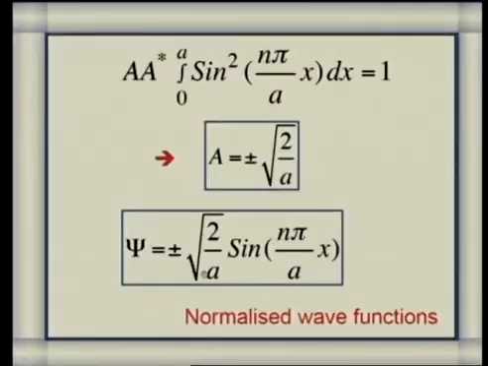When I substitute, I get psi equal to plus or minus root 2 by A sine(n pi x by A). So this is the normalized wave function. Now, how is it different from the previous ones? This is a wave function which, number 1, is a solution of the Schrodinger wave equation; number 2, adheres to the first and second boundary conditions; and thirdly, is also normalized. So this is the target wave function we try to work out for any system.